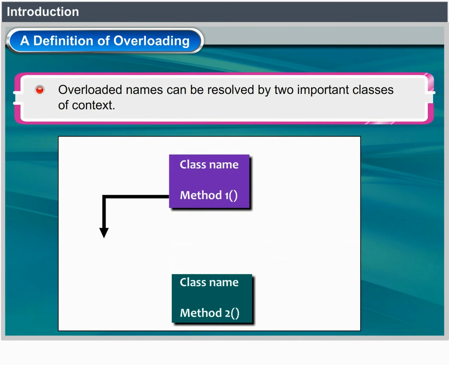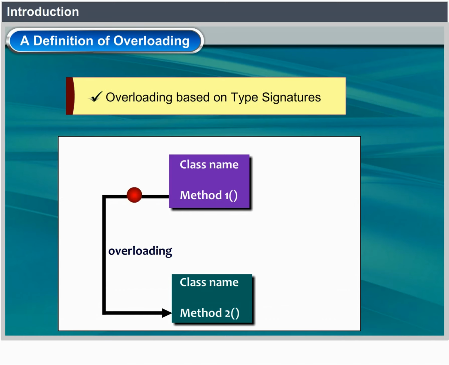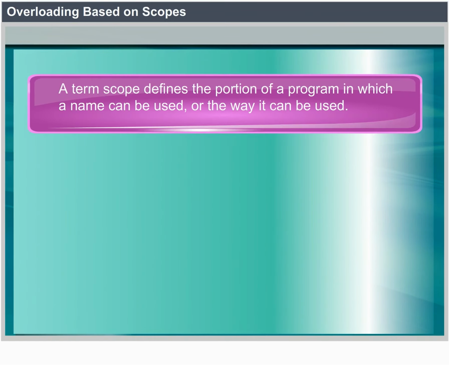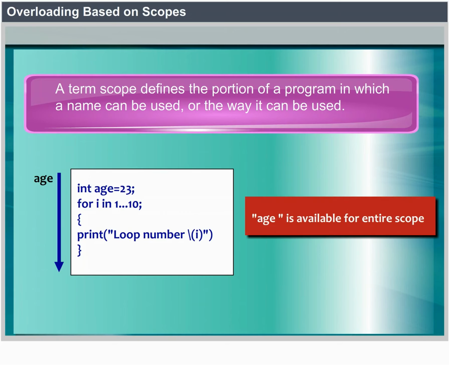Overloaded names can be resolved by two important classes of context. Overloading based on scopes. Overloading based on type signatures. Overloading based on scopes. A term scope defines the portion of a program in which a name can be used or the way it can be used.